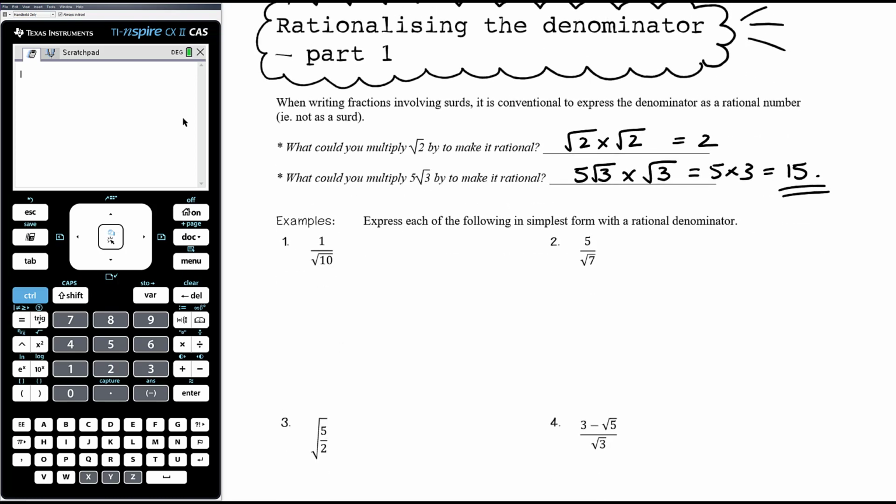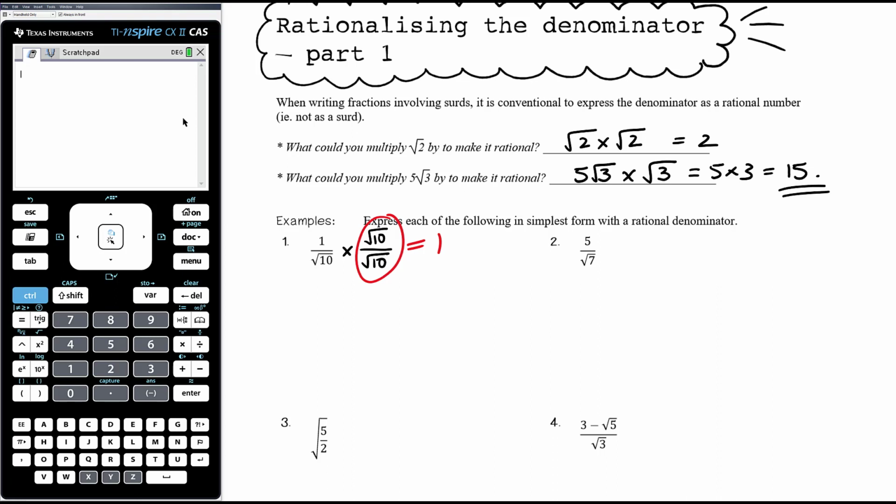So express each of the following in simplest form with a rational denominator. Okay, so I want to be careful about the language you use here. To make the denominator rational, we're going to need to multiply the denominator by root 10. So we have to do the same to the numerator. I want to be clear about the fact that you are not multiplying this fraction by root 10. You are multiplying this fraction by 1, which is why it doesn't change, which is why it's an equivalent fraction. You are multiplying the numerator and the denominator by the same thing.